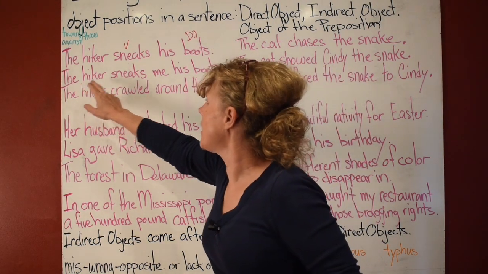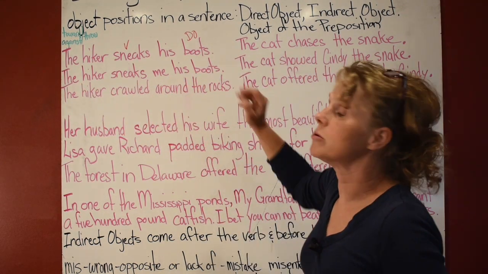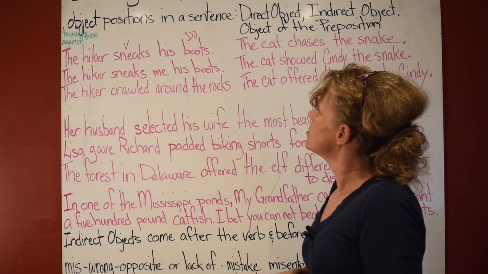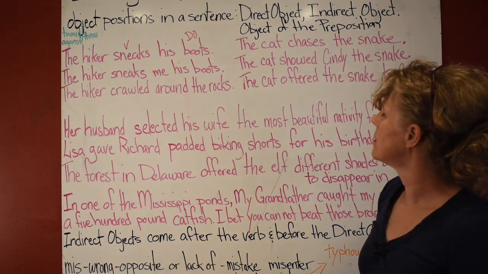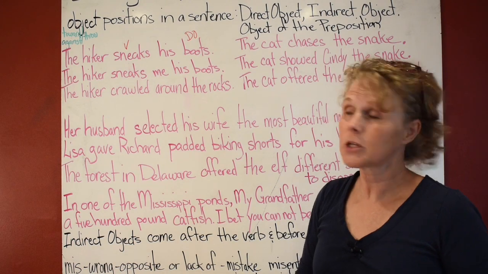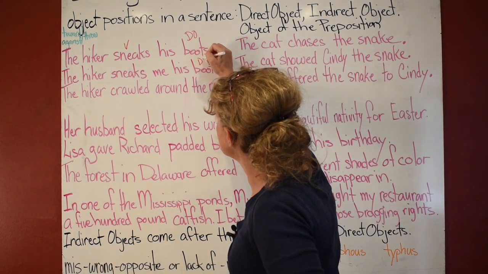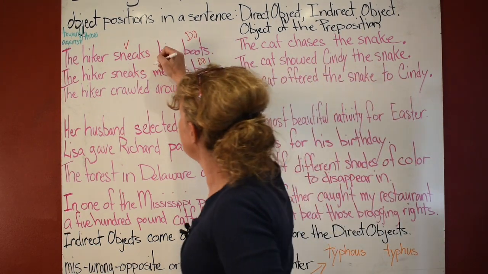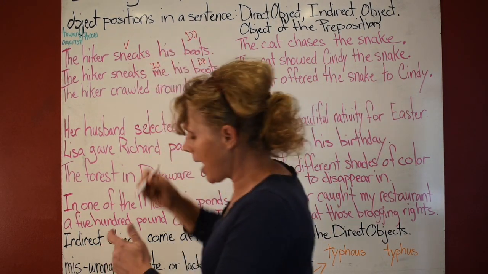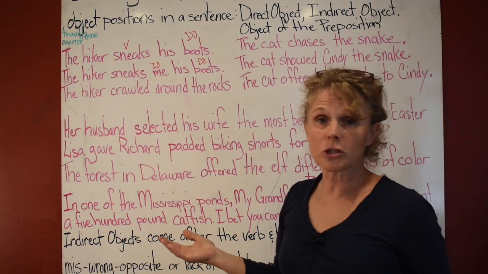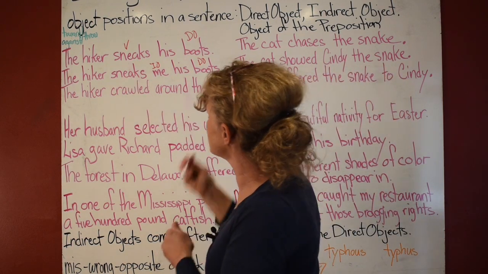Now, look at this one. The hiker sneaks me his boots. So tell me what's in that. Direct object? Okay, you have a direct object. What is it? Boots. Boots is your direct object. And your indirect object, me, is your indirect object. Now, how you find that is, first off, you find your verb. Okay, there's your verb.